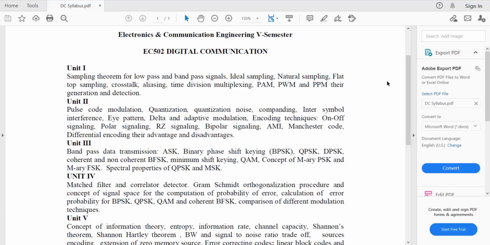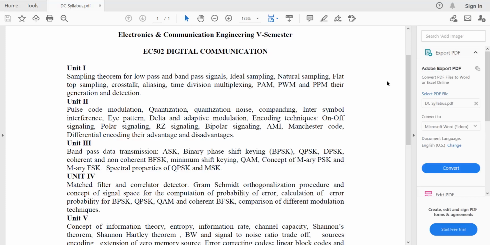In this lecture we'll be discussing our syllabus of digital communication, and from the next lecture onwards we will go through the main topics. Okay, so first of all, in unit 1 we will be studying the sampling theorem for both low pass and band pass signals. Low pass means the signals which have lower frequencies, and band pass signals means the signals with higher frequencies. Okay, so both have different sampling theorems. We'll learn the sampling theorems for both kinds of signals.